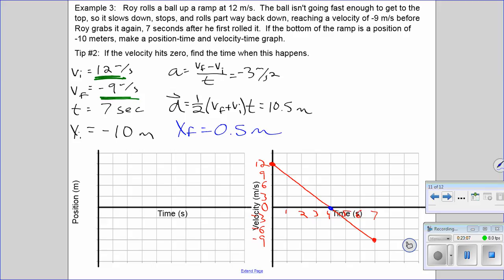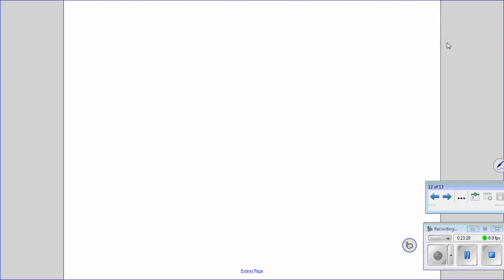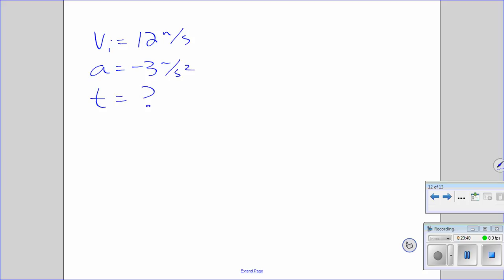All right, now sometimes your graph won't tell you that explicitly. I picked nice numbers here so that this worked out and hit right at 4 seconds. If it didn't, we could figure it out, couldn't we? Here's what we would do. We would say, all right, well, I knew that my initial velocity was 12 meters a second. I know my acceleration is negative 3 meters a second squared. I want to find out at what time it will stop moving forward.